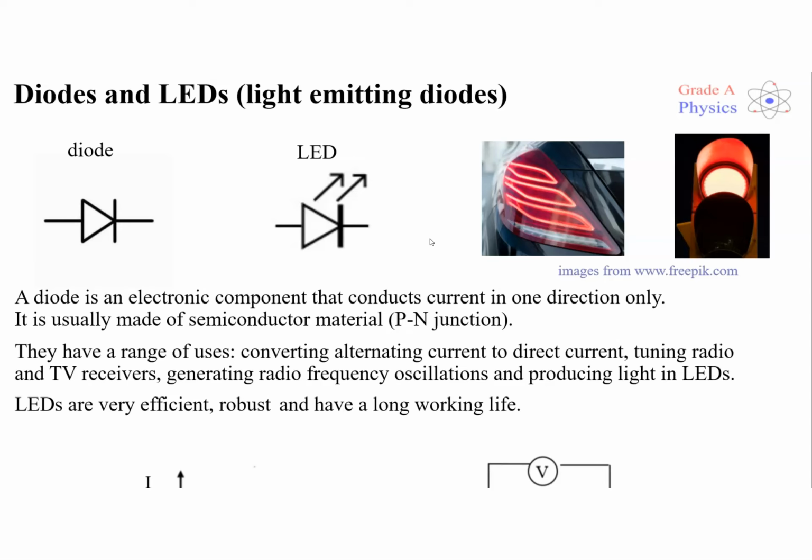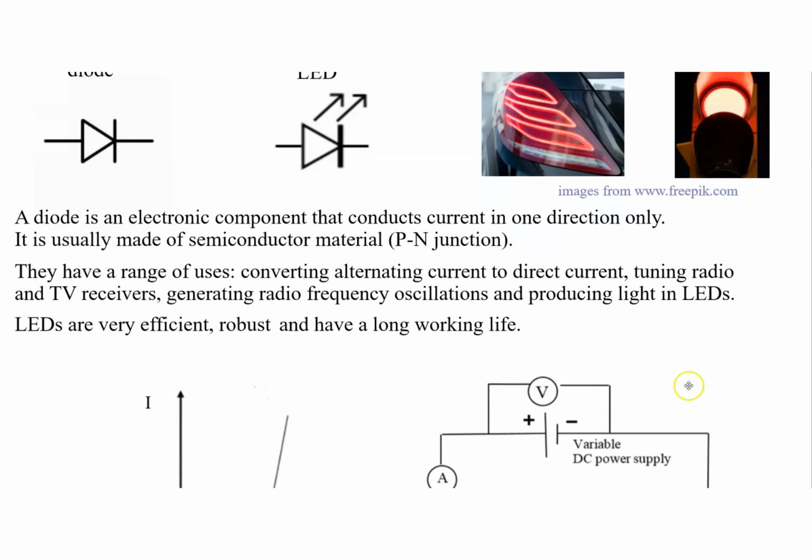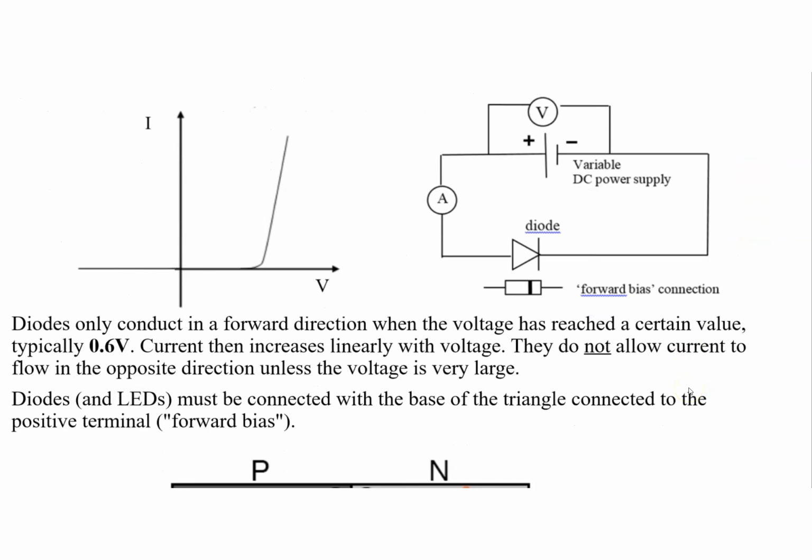more efficient. But diodes on their own, even though they don't produce light, have a whole range of uses in electronics and converting AC into DC. Some of these ideas we'll look at in more detail later on in the Physics A level course. What you are expected to know is the characteristics of a diode.